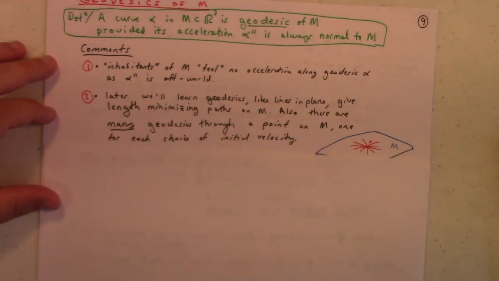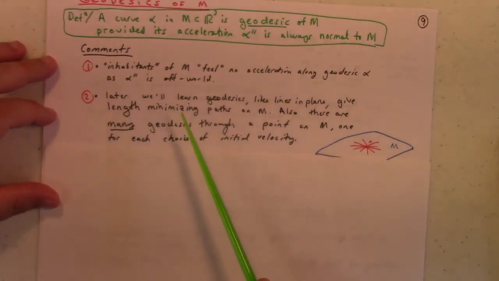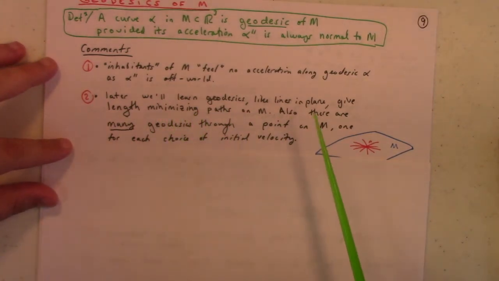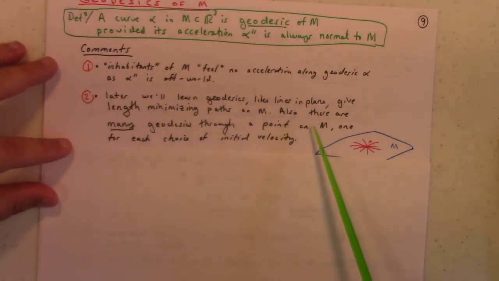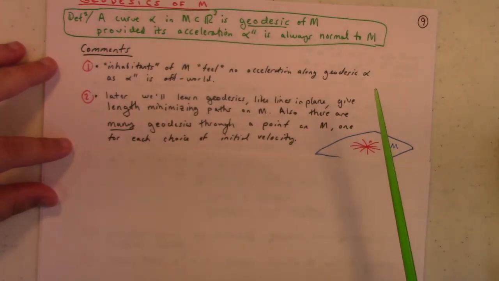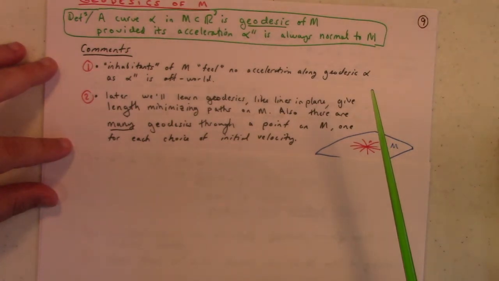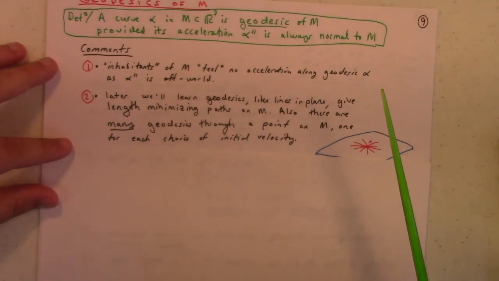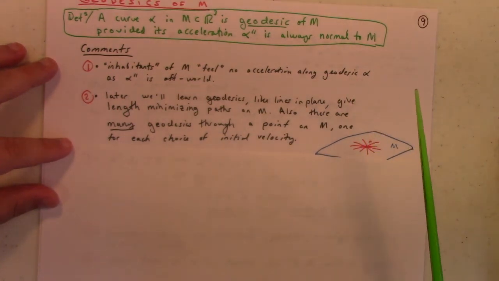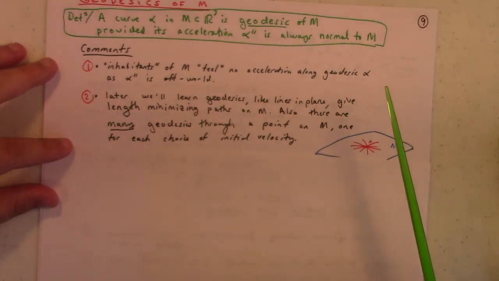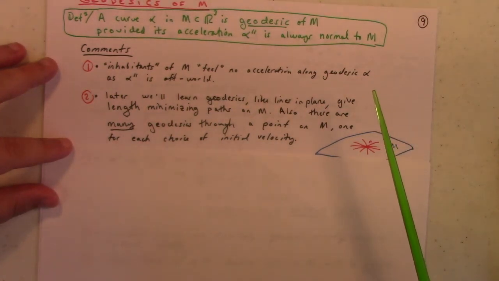All right. Later, we'll learn that geodesics, like lines in the plane, give length-minimizing paths in the surface. And one other distinguishing thing between geodesics and asymptotic curves or principal curves: usually you only have a couple of them. There's no guarantee you have an asymptotic curve in every direction or a principal curve in every direction at a given point. In fact, if it is the case that every direction is principal or every direction is asymptotic, that's actually pretty special, right?